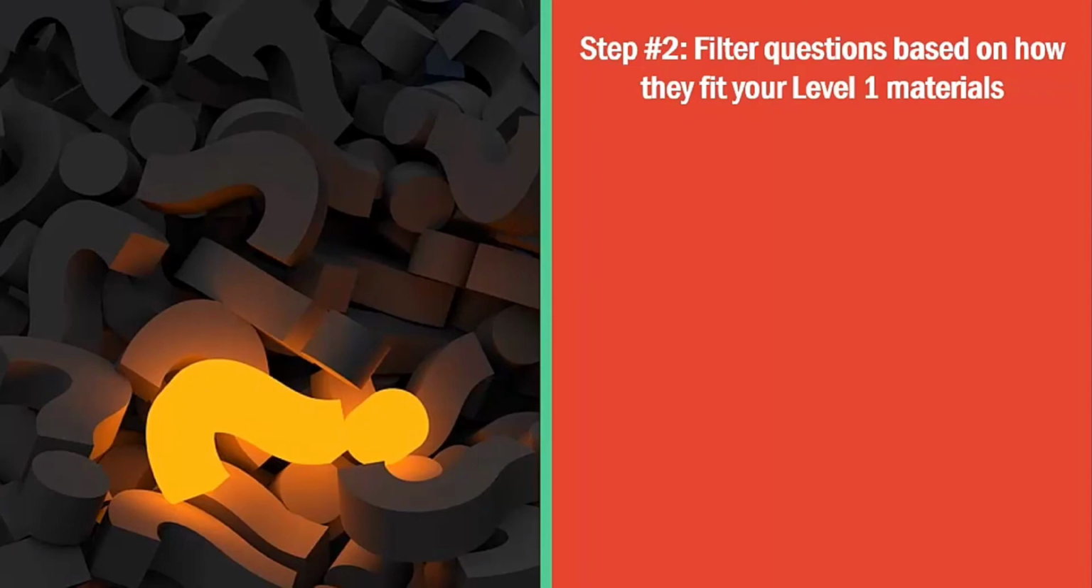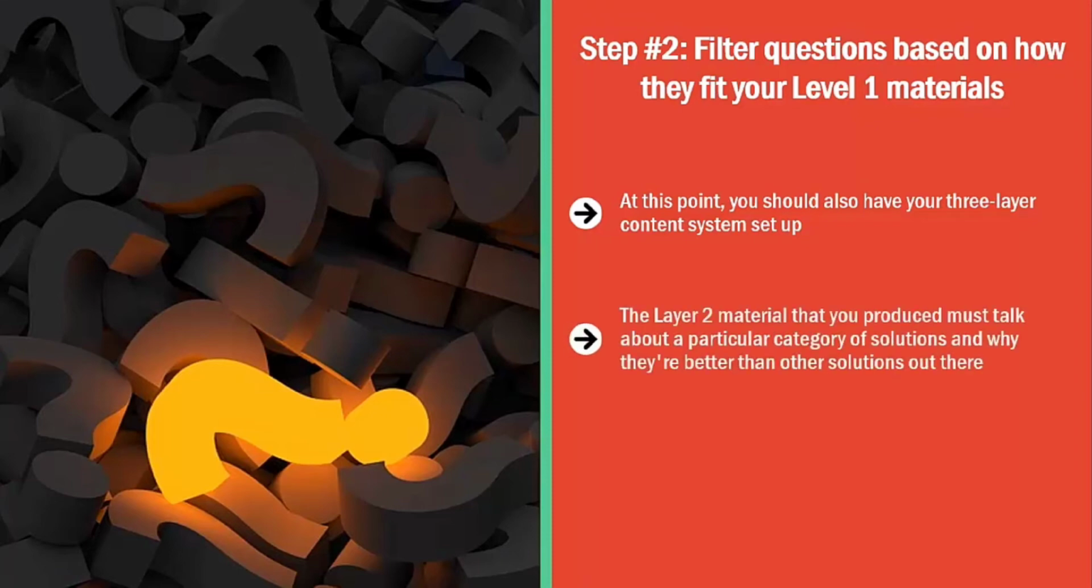Filter questions based on how they fit your level 1 materials. At this point, you should also have your 3-layer content system set up. The first layer is a blog post that informs the reader regarding the problems that they have and the range of solutions, as well as a common sense guide on what to do and what not to do.